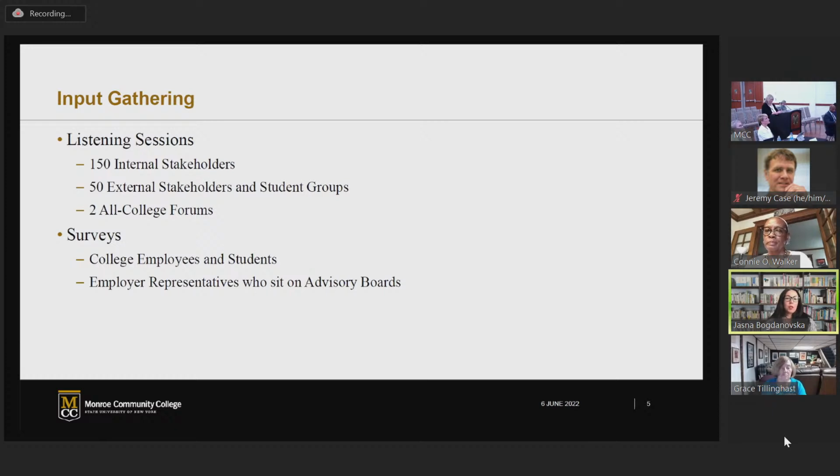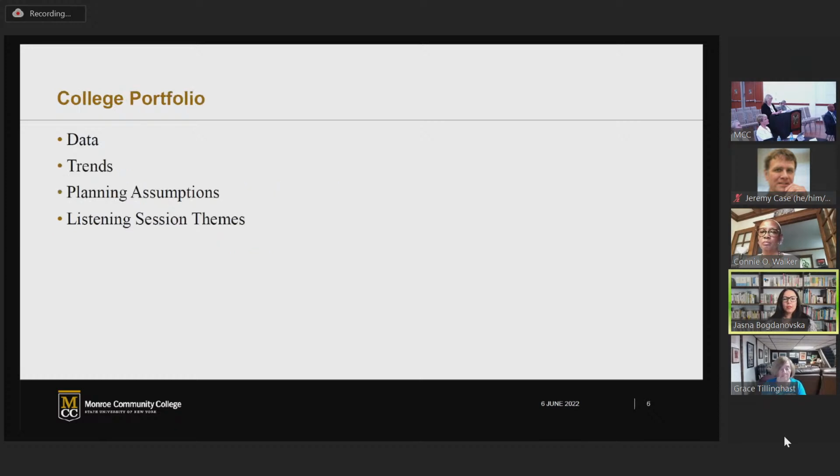So in terms of input gathering, we wanted to make sure that we heard the voices of everybody. So there were 150 internal stakeholders listening sessions. There were listening sessions with 50 external stakeholders and student groups, and 2 all-college forums. In addition, we had surveys which were sent to all college employees and students. And also we had employer representatives who sit on advisory boards. We can go to the next one.